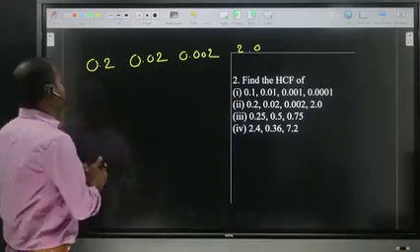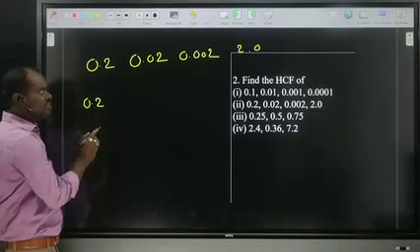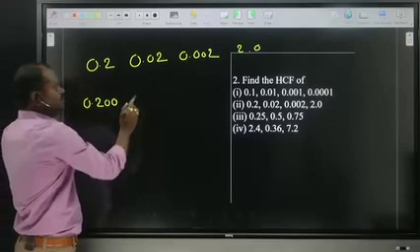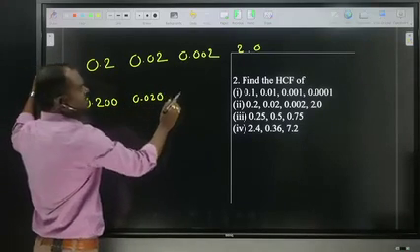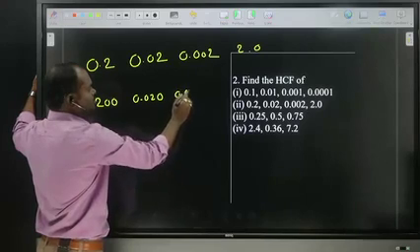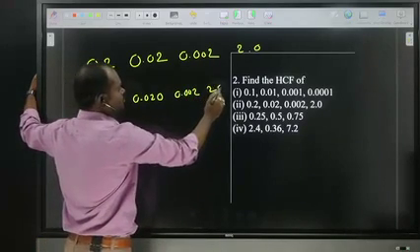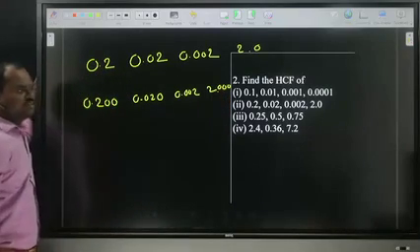Now, to make 3, we should write 2 zeros. To make 3, we should write 1 zero. It is clearly 3, no problem at all. To make 3, we should write 2 zeros. All became 3. Now we can cancel the point.